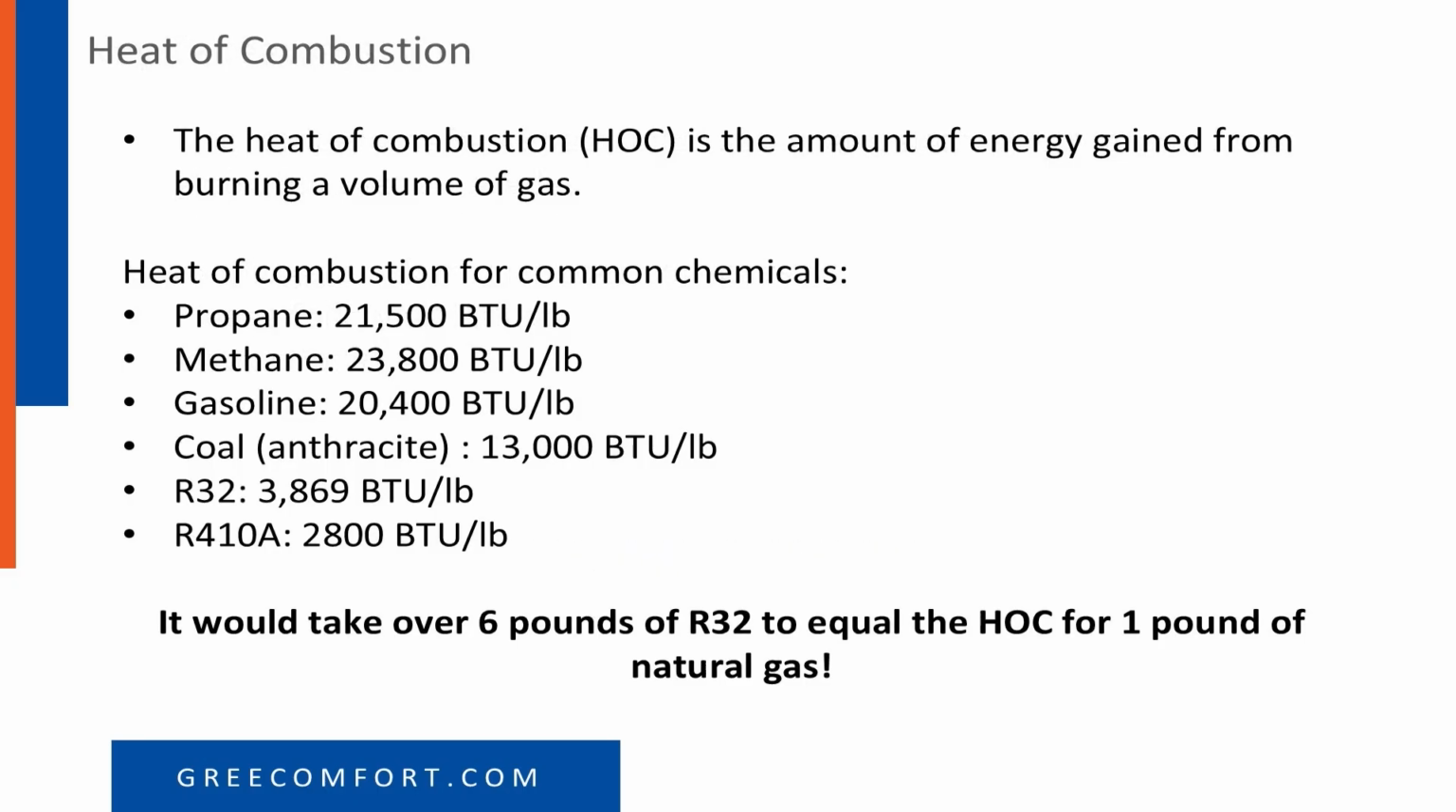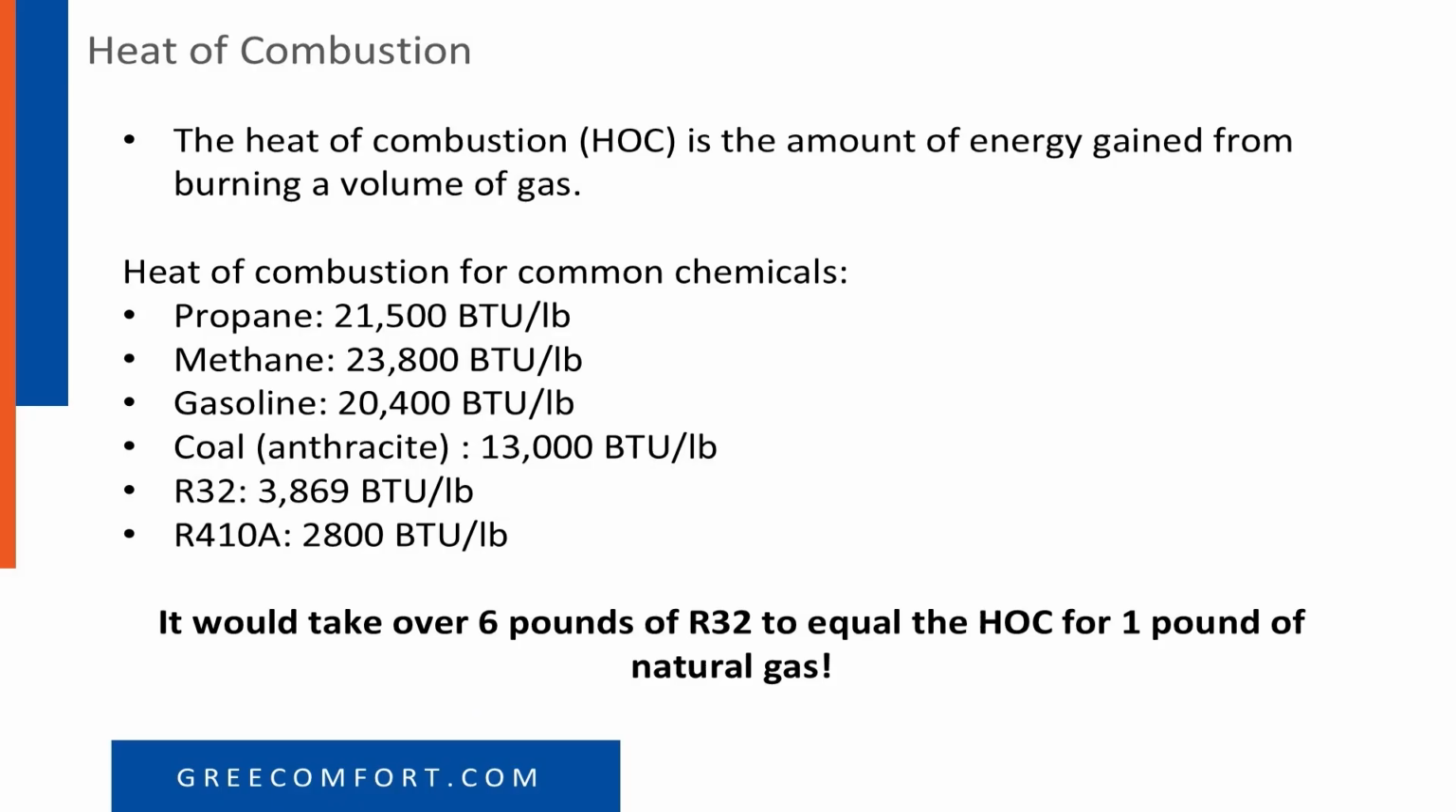Well, what is the heat of combustion? Heat of combustion is the amount of energy gained or released from burning just a volume of gas. It's how many BTUs you're outputting. So let's look at heat of combustion of some common chemicals. Propane: if you burn a pound of propane, you're releasing approximately 21,500 BTUs. Methane, natural gas, 23,800 BTUs per pound. Gasoline in your car, 20,400 BTUs per pound. Anthracite coal, you burn a pound of it, you're going to release 13,000 BTUs per pound. Big numbers. So remember, when you're grilling your steaks and burgers on your propane grill, for every pound of propane you burn, you're releasing over 21,000 BTUs.